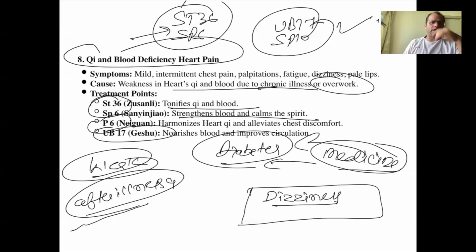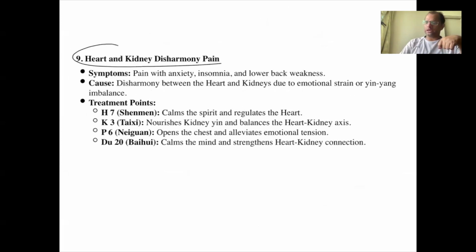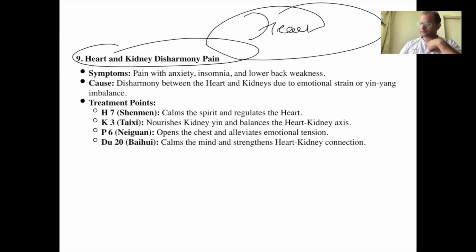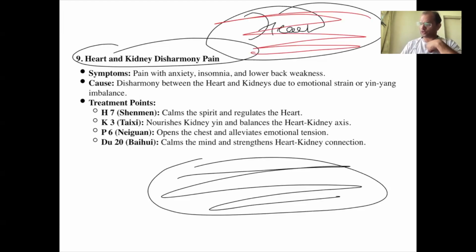Now the 9th and last type of heart pain: heart and kidney disharmony. Heart is the center of fire. Kidney is the center of water. Both have a very wonderful relationship. That is called heart-kidney harmony.